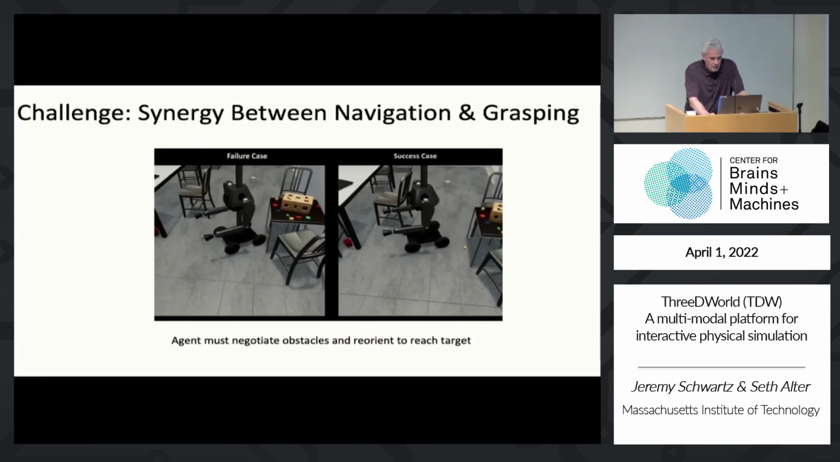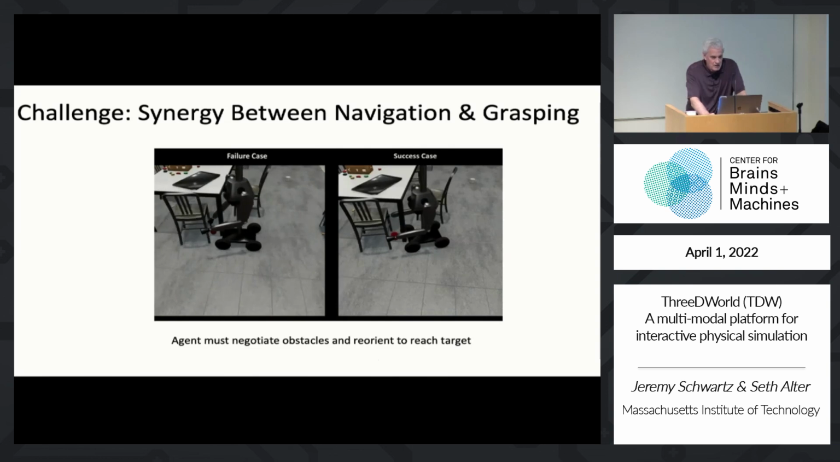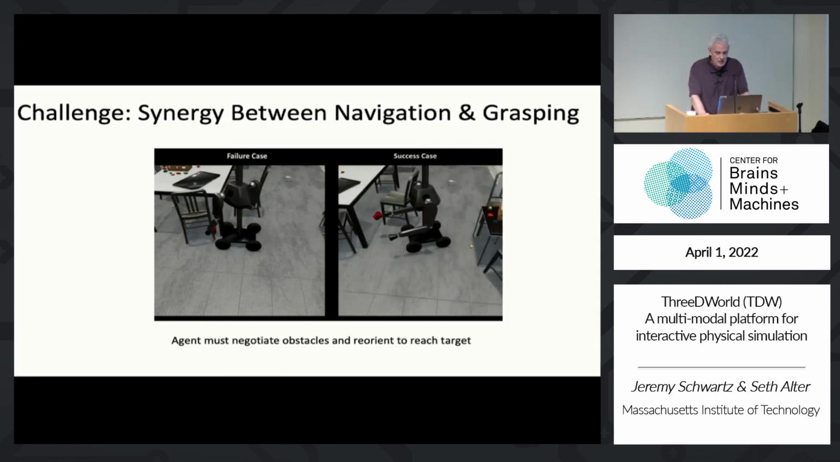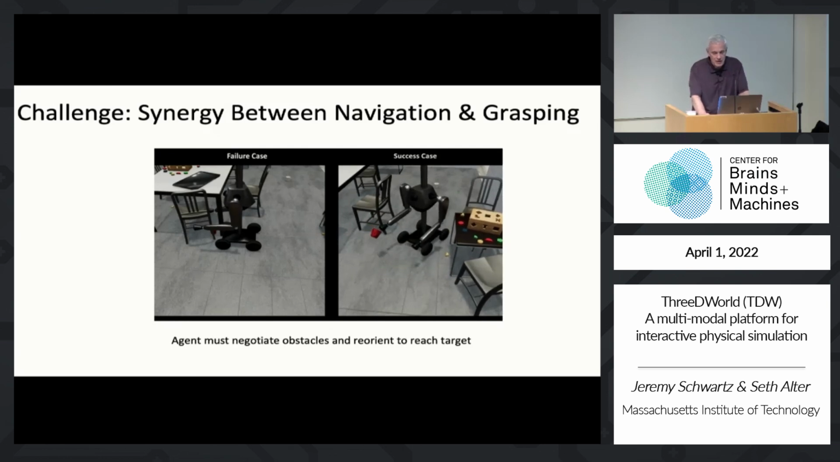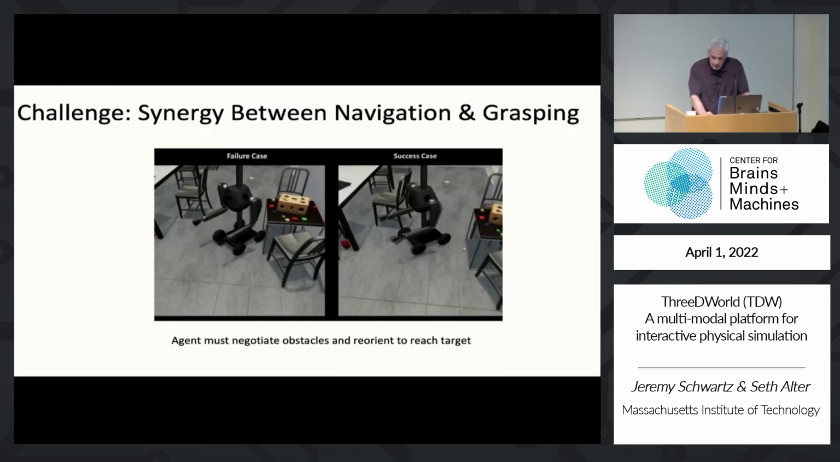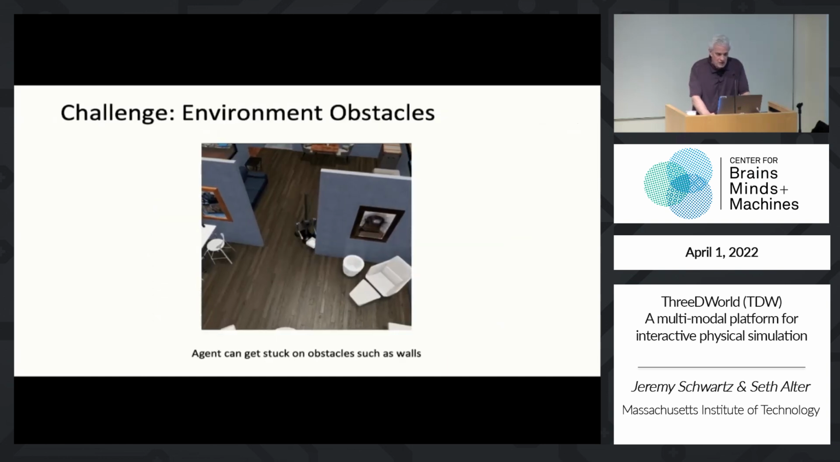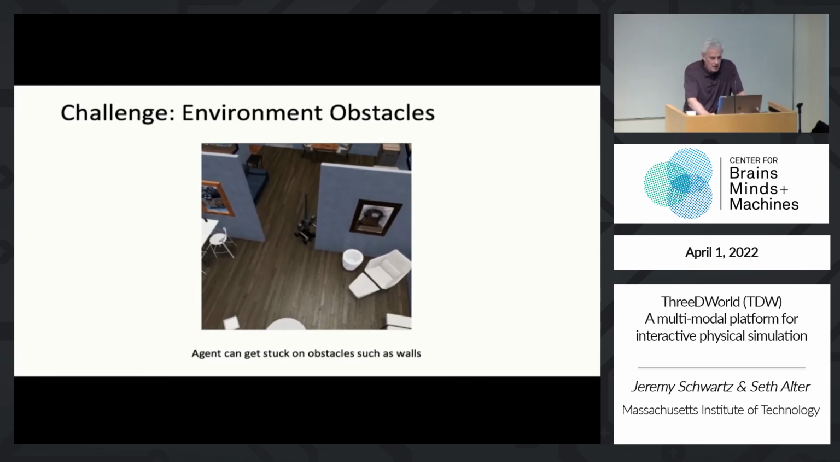Here we see an example of one type of challenging situation the agent needed to deal with and why a synergy between navigation and grasping is important for successfully performing a task, such as retrieving a target object occluded by other objects, where grasping might fail if the agent's arm cannot reach an object. Of course, in some situations, the agent can become so stuck on an environment obstacle that it's unable to recover, as we see here.